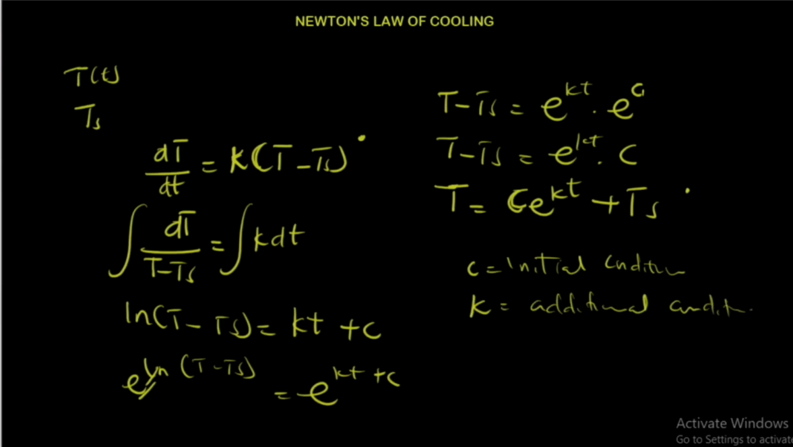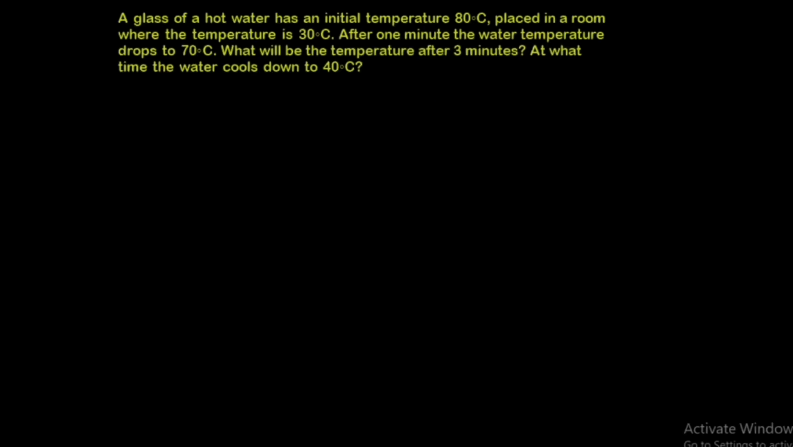So let's take an example and see how we can solve this. A glass of hot water has an initial temperature of 80 degrees, placed in a room where the temperature is 30 degrees Celsius. After 1 minute, the water temperature dropped to 70 degrees Celsius. What will be the temperature after 3 minutes? And at what time does the water cool down to 40 degrees?